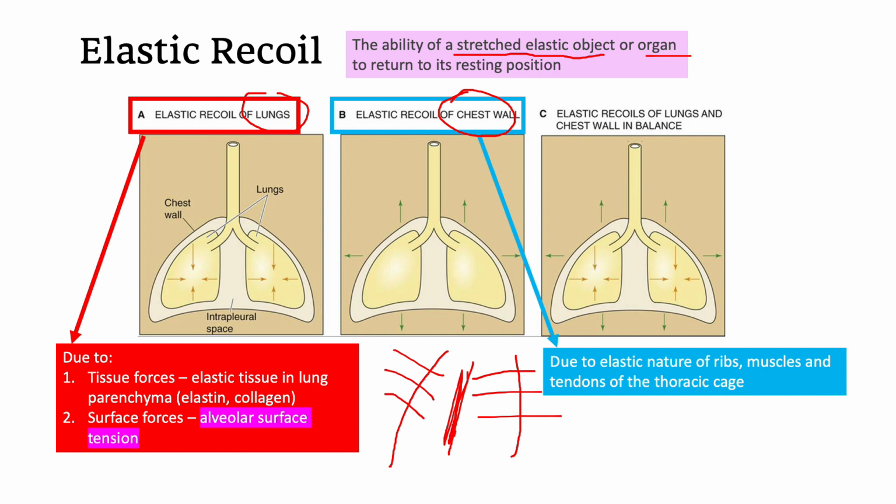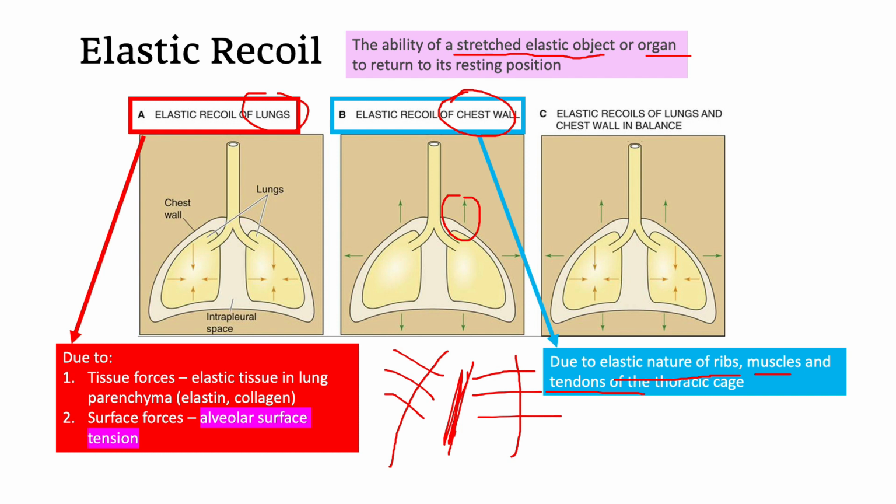So the chest wall is prone to pull the thoracic cage outwards. This is due to the elastic nature of the ribs themselves, the muscles attached to the ribs, and also the tendons in the thoracic cage. So it tends to move out. That is the elastic recoil of the chest wall.